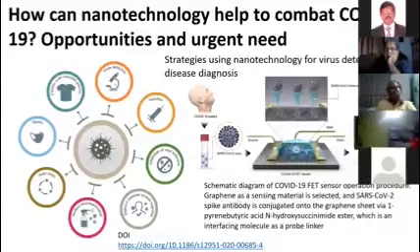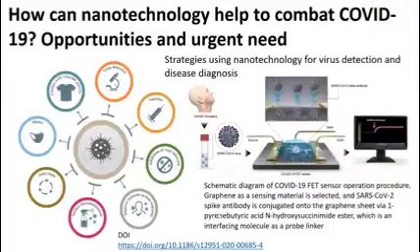Right, so graphene is selected as the sensitive material, and a SARS-CoV-2 spike antibody is conjugated onto the graphene sheet via this compound. So there's a compound here. The SARS-CoV-2 virus is there. You can attach that onto graphene using this simple chemical material, pyrene butyric acid N-hydroxysuccinimide ester. That is that compound. So this is the linker that can link the virus onto the graphene sheet, an interfacing molecule as a probe link.